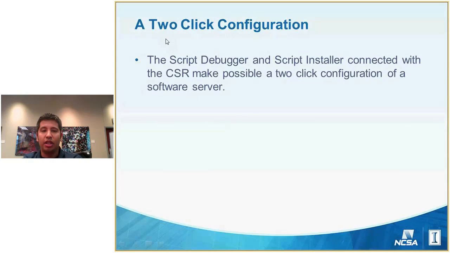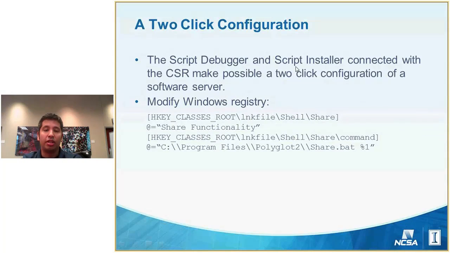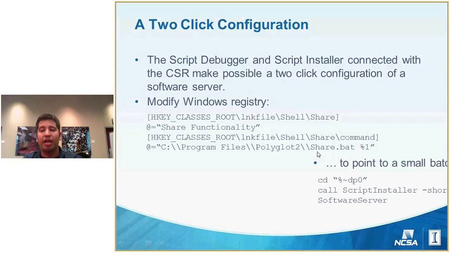So what was kind of cool was that with that setup, with the CSR, the script debugger, and the script installer, it actually made it so you can really easily install a software server. So basically, what you could do is we do a simple 2-click setup with a little installation that comes along with the software server. Basically, it'll modify the registry with these 4 lines. You stick it in a .reg file. It modifies the registry so that it adds a menu item to the shortcut links. So basically, when you right-click on a shortcut, you'll see this share functionality menu.